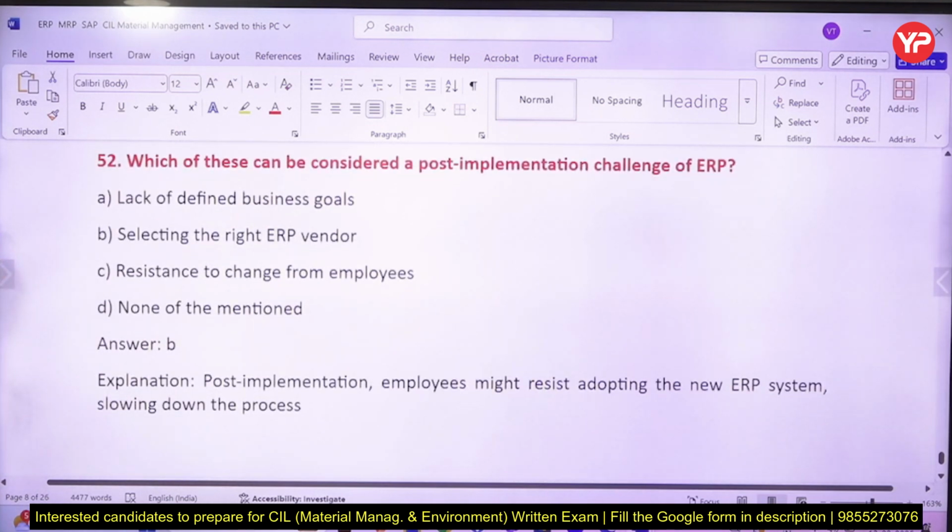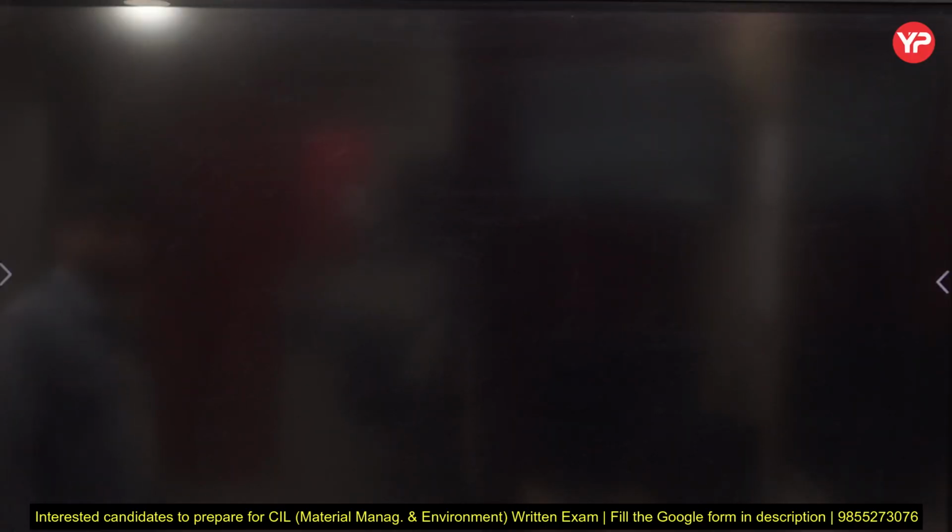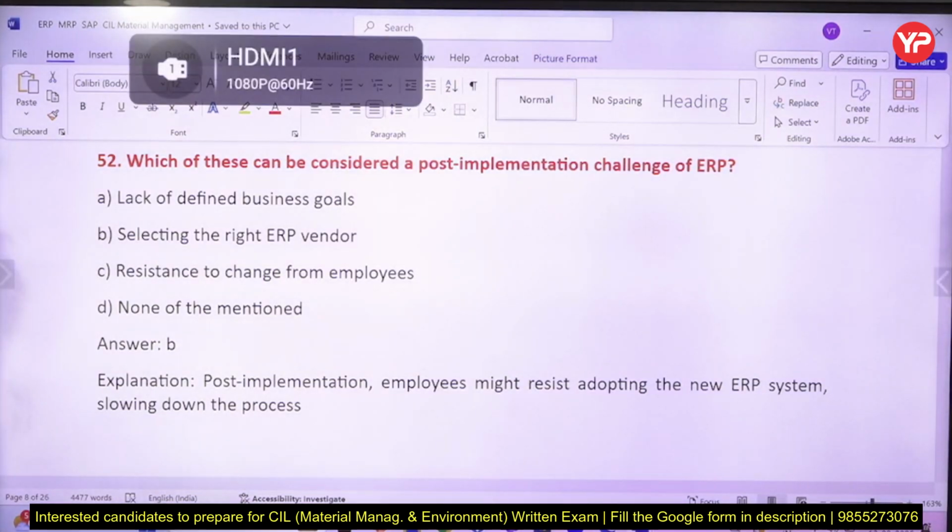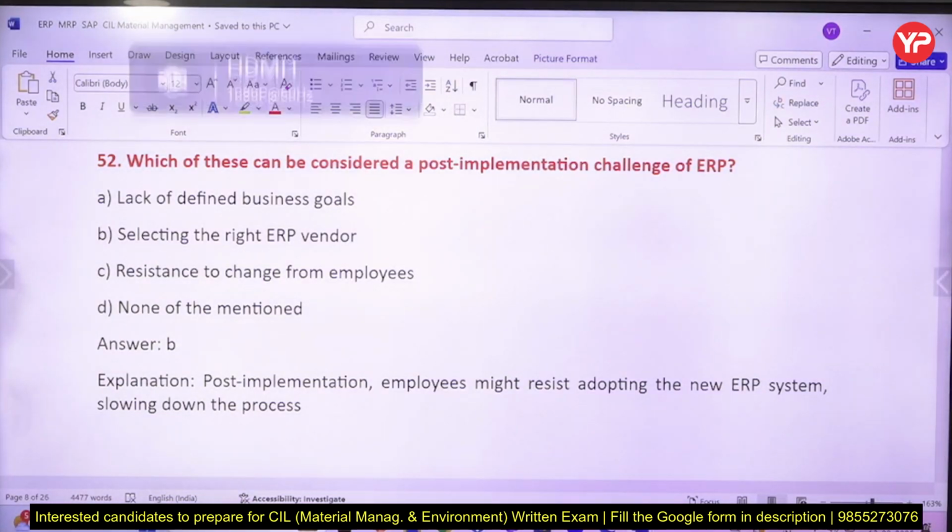Post implementation challenge of ERP. Which of the following is a post implementation challenge of ERP? Selecting the right ERP vendor.